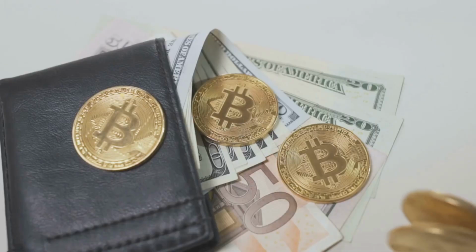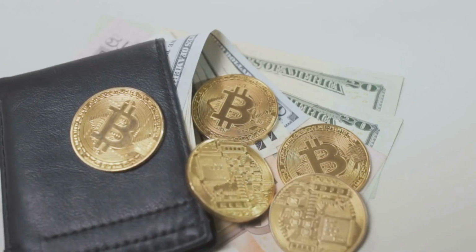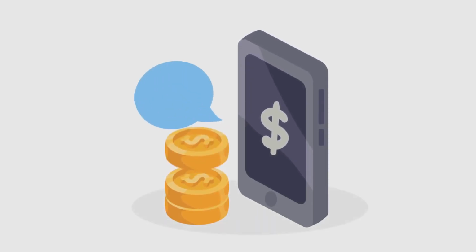Layer 3, programmable money. Now it gets interesting and a little scary. Programmable money, digital cash with rules attached. Imagine your boss pays you, but that money can only be spent on certain things. Or imagine your money has an expiration date, like a carton of milk.